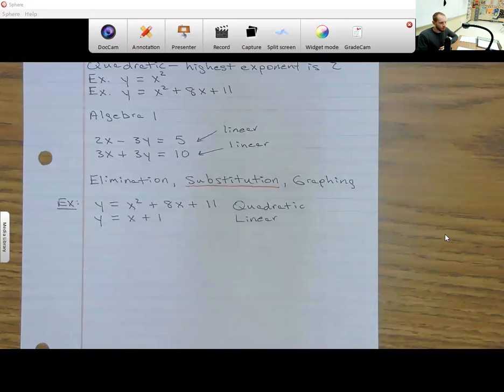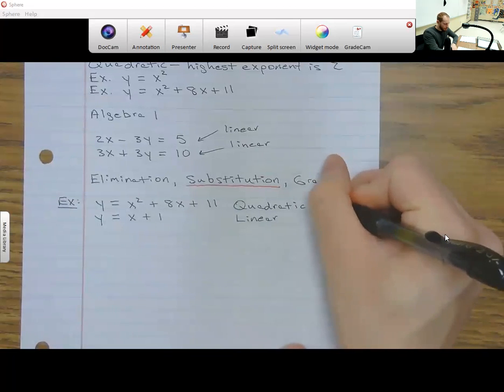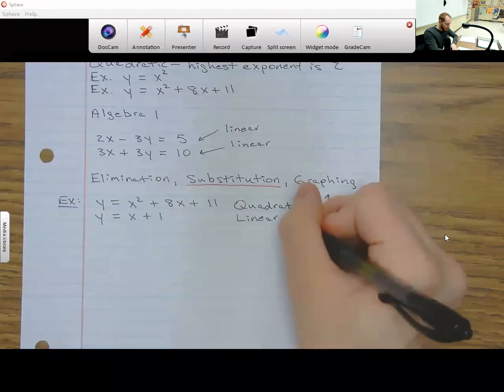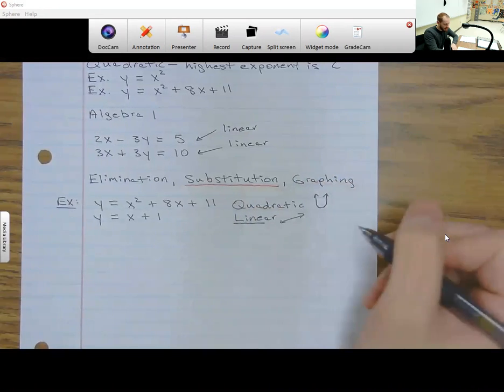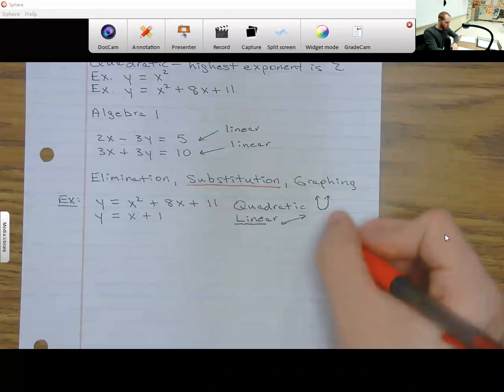Or you can think about it this way. If you were to graph these two equations, what would you get? Well, if you graphed a quadratic equation, you would get a U shape, right? It would look something like this. And if you graphed the linear equation, you would get a line, right? It's got the word line in its name. So if you graph them, you would get a U shape and you would get a line. Now, we call the U shape a parabola.